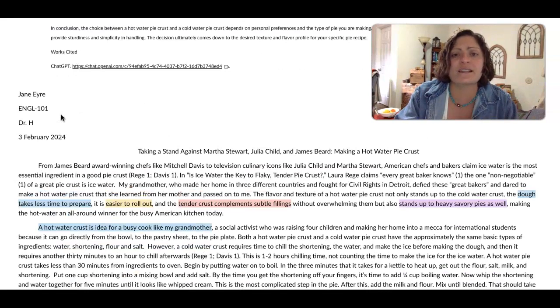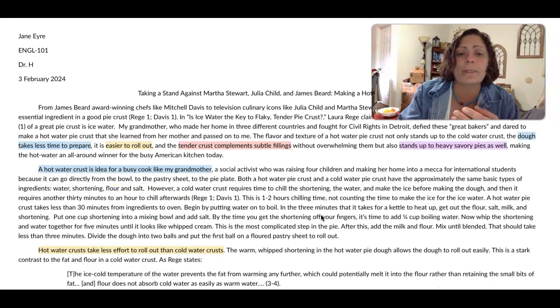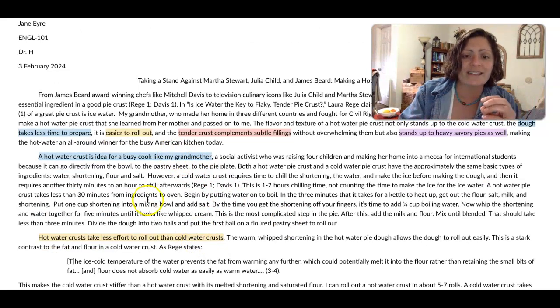Now, in this parallel one that I've written, we see that the thesis has a roadmap, beginning with time to prepare, ease of rolling out, and then moving on to its taste and the way it deals with different fillings, either sweet or savory. So each paragraph, first of all, is closely tied to that topic sentence and relates back to its place in the thesis.